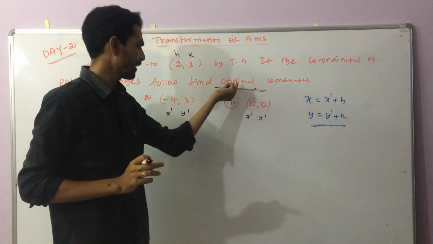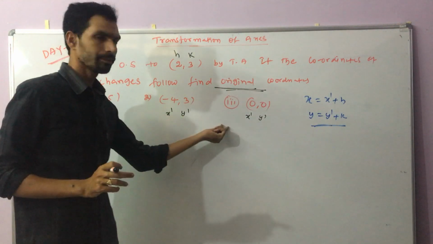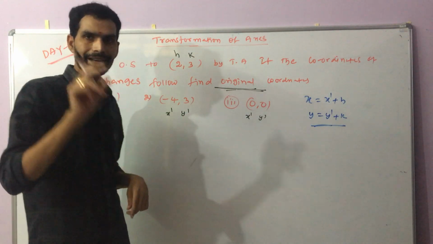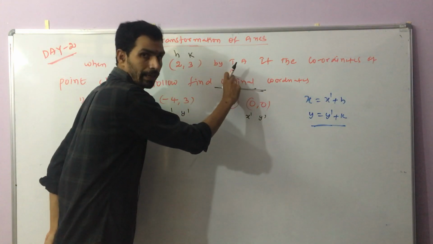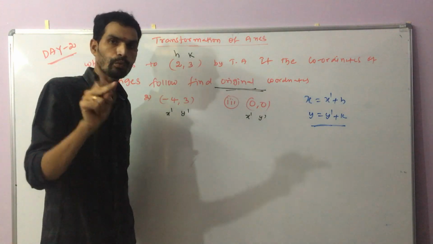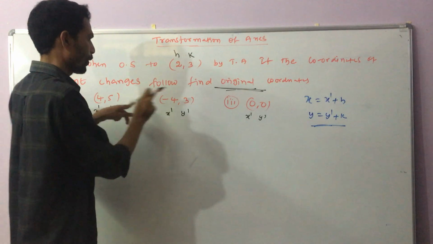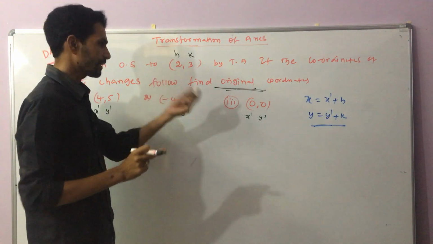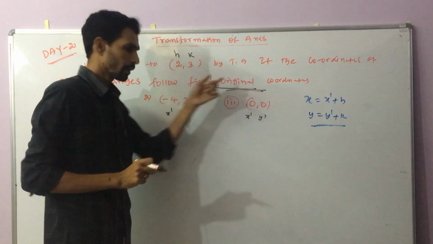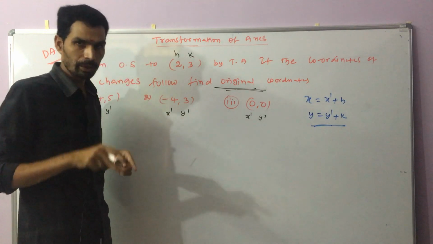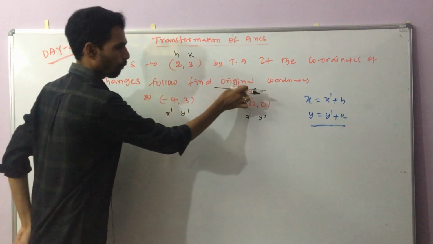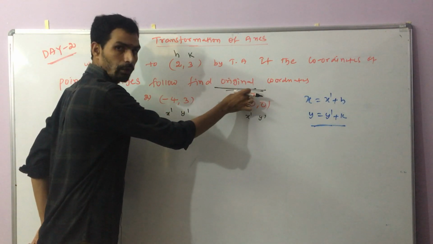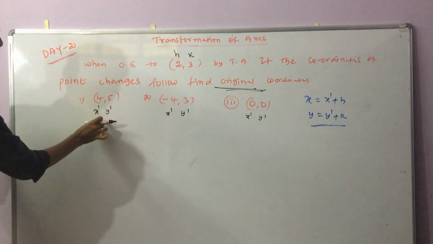Otherwise, if you are asked a question, here is a new and these are old only. But what are you asking? You are asking to find the original coordinates. We have to find the original, meaning what is given are new. Suppose they ask to find the new, then given is old. But in the present problem they ask to find the original coordinates, so these given ones are new.